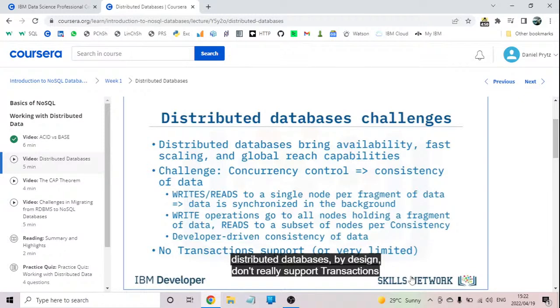Okay, no transaction support or very limited. No transaction support, so that means basically you can't create tables, you can't create relationships. The relationships are not there. Very little support for events, transactions, and actions. Transactions will very unlikely be easily accounted for.